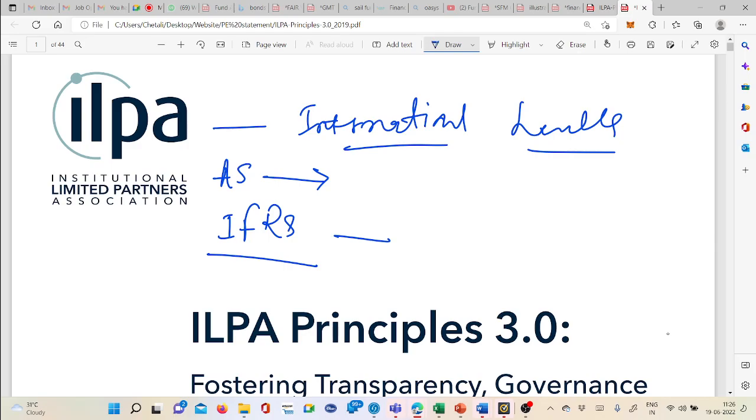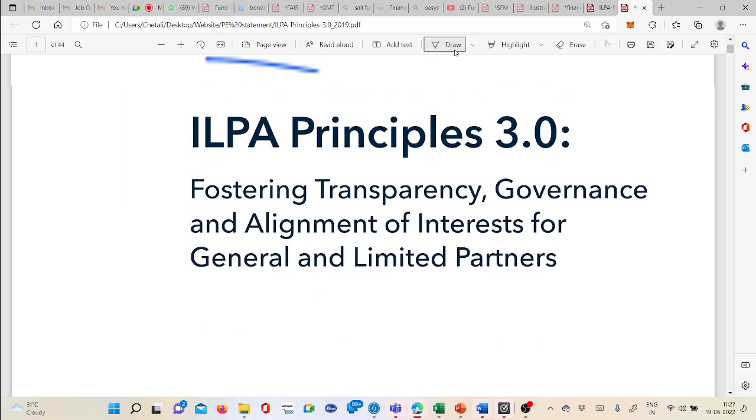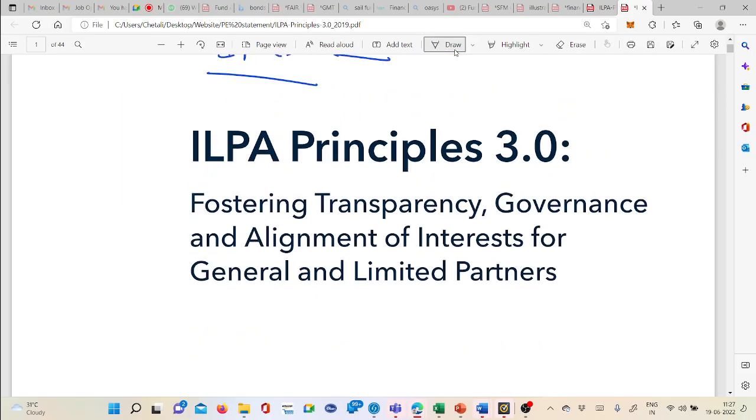In a similar way, in the private equity business, we have the International Limited Partners Association, which provides the principles and codes for fostering transparency and governance. We follow their principles, which foster transparency, governance, and alignment of interest for general partners and limited partners. In the private equity business, we often use the terms general partner and limited partner.